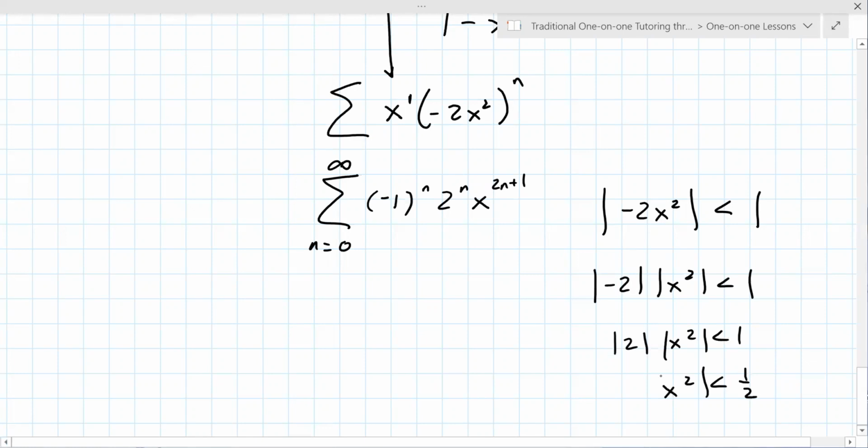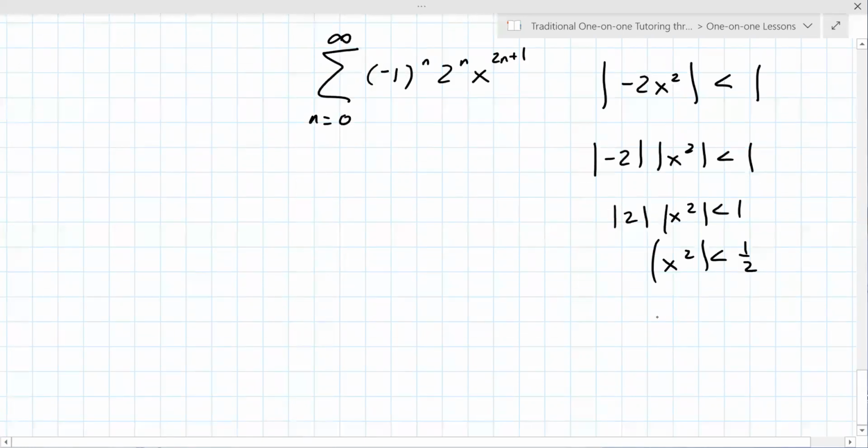Then you take the square root of that. So the absolute value of x is less than the square root of 1/2, which is square root of 2 over 2 when you simplify. So that's your radius of convergence.